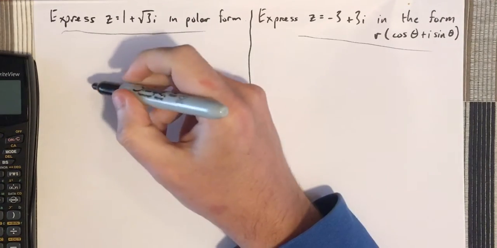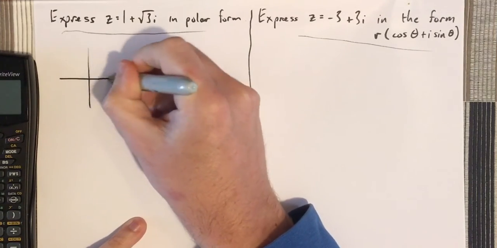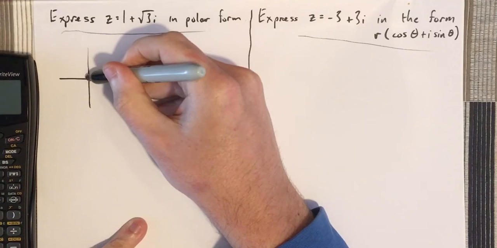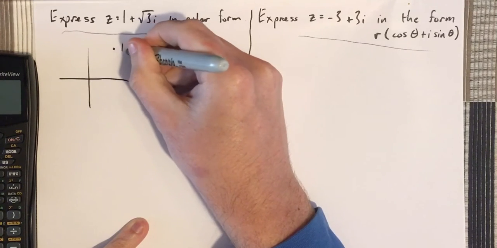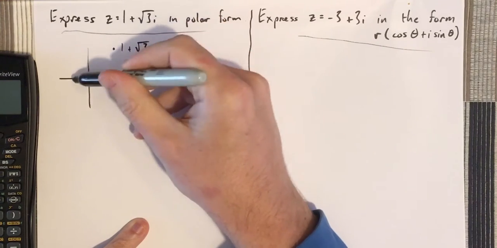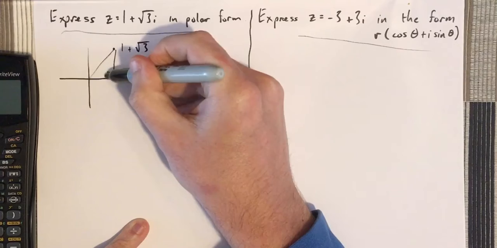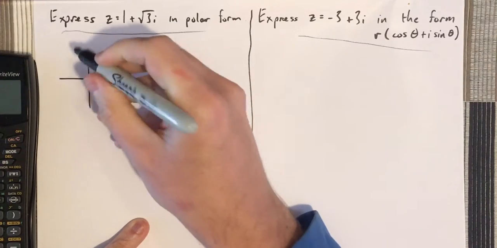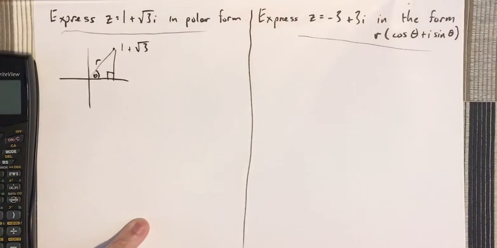With all of these, just draw a quick Argand diagram out. Where would 1 plus root 3i be? It doesn't really matter if it's to scale or not. So I've got my right angle. What do I need? I need this angle and I need the modulus.